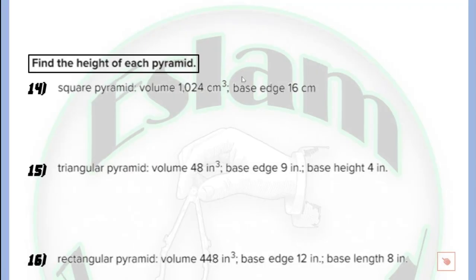In this part of the lesson, we need to find the height of the pyramid. To find the height of the pyramid, the height equals 3 multiplied by the volume divided by the area of the base. So if we know the volume and the area of the base, we can find the length of the height.